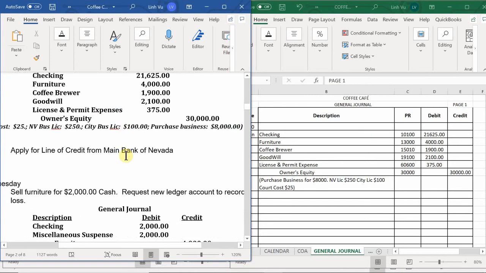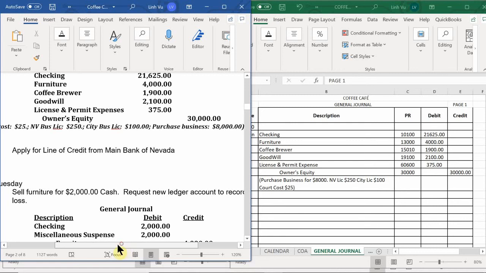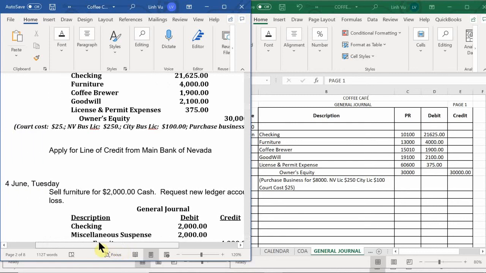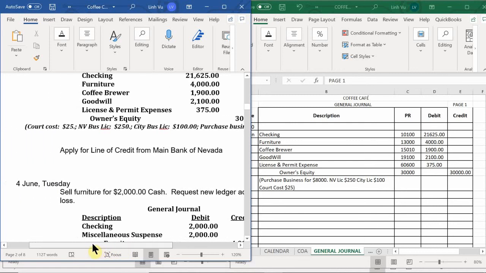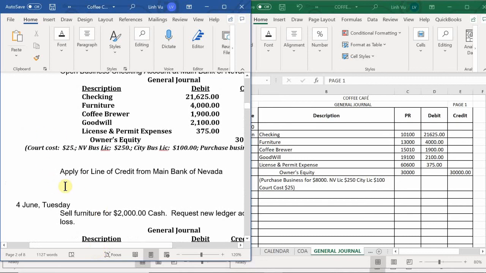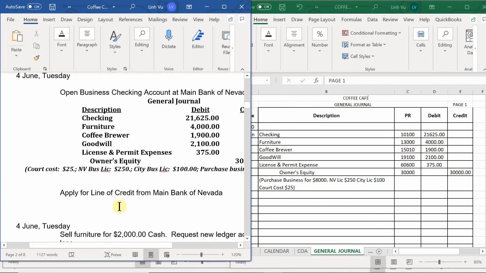Okay, so let's see what happened next. Oh, it's the same day you sell furniture. The same day, well, in this case, not yet, right? What did we apply for? Well, a line of credit from Main Bank of Nevada. So in this case, I applied for a credit line for the Main Bank of Nevada.